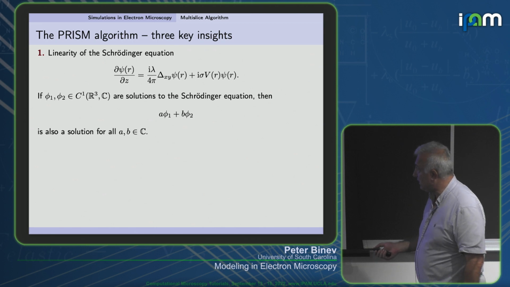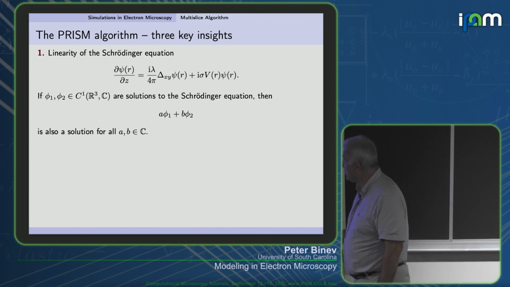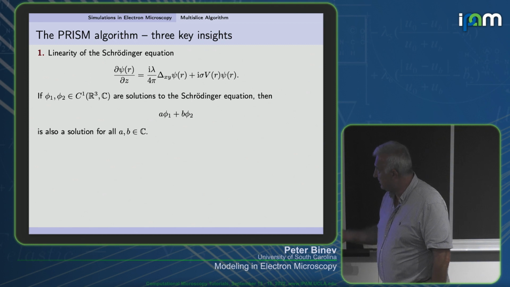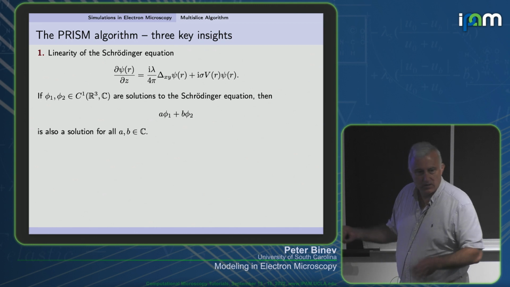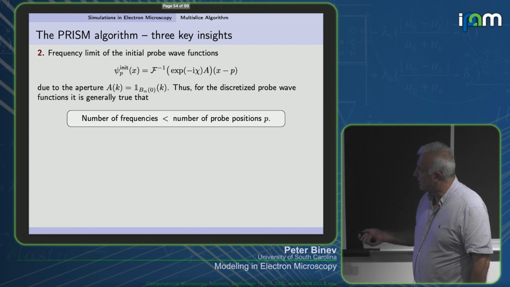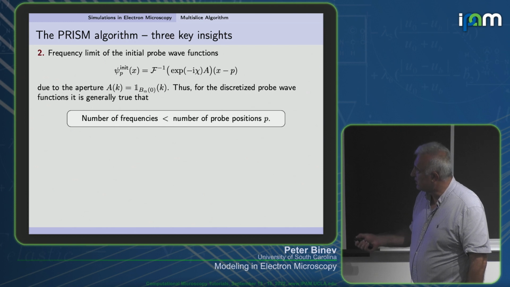And there are three key ingredients of that. First, we use that the Schrodinger equation is actually linear with respect to the initial conditions. So if we have a sum of solutions, if we have a phi 1 plus b phi 2 instead of psi, then the solution would be the linear combination as well, which we use for the initial conditions.